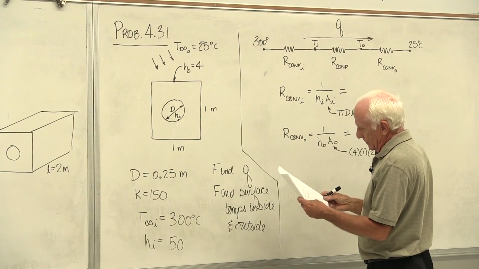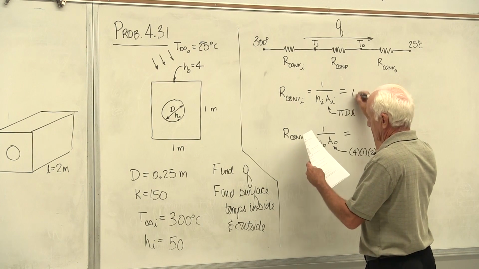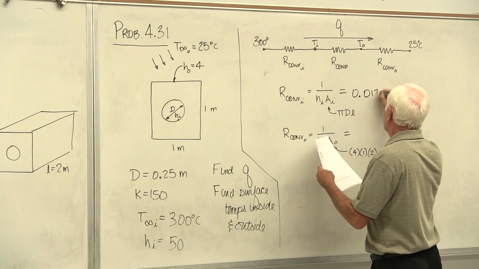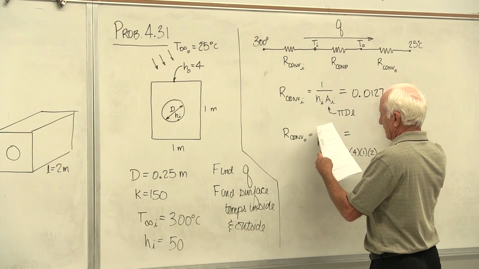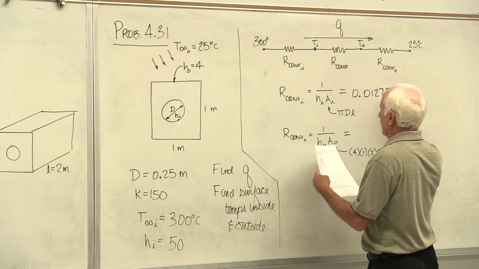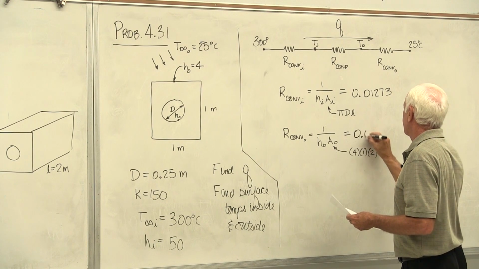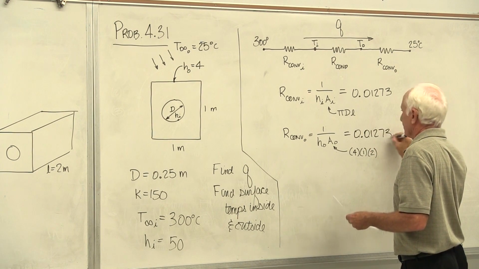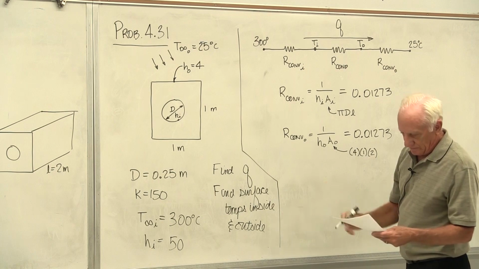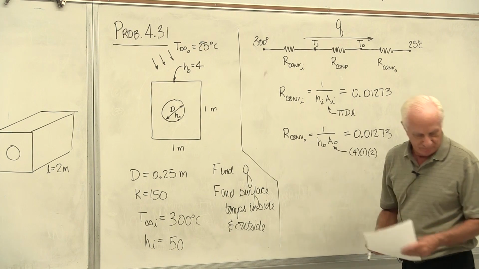Okay, 0.1273, 0.01273. That's on the inside. I have to flip-flop. This guy is this one. A outside is 50. Yep.